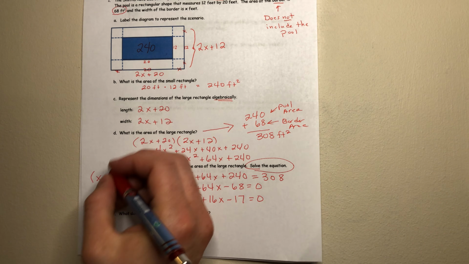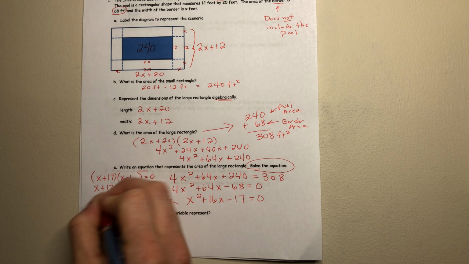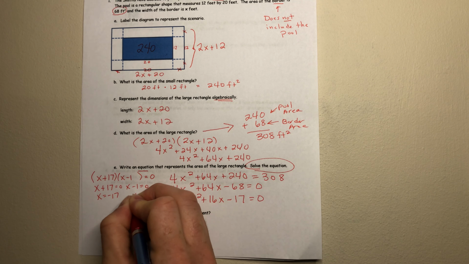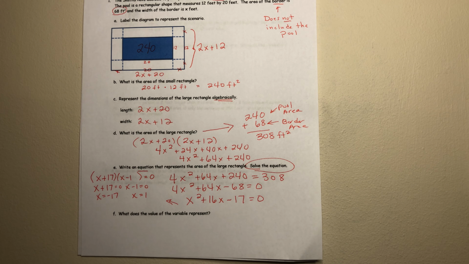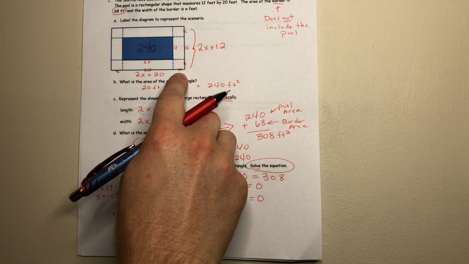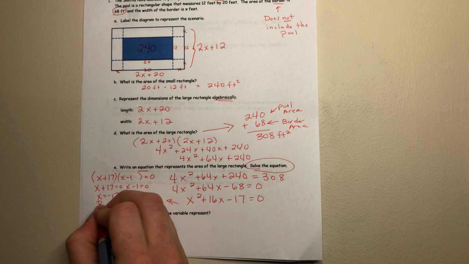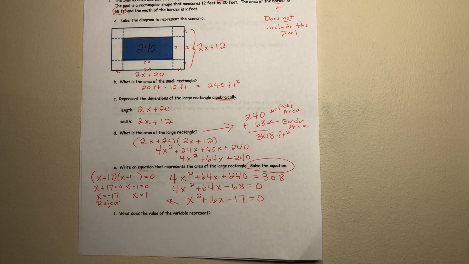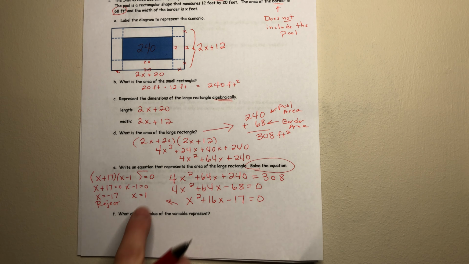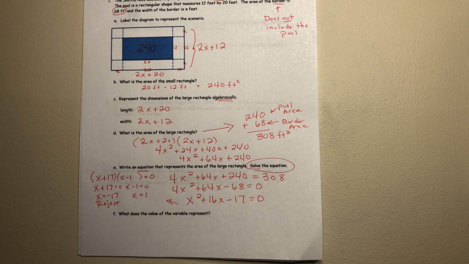All right. If I were to set both of these to 0, what's going to happen is I'm going to get x equals negative 17 and x equals 1. Negative 17 cannot be the value of x. Do you understand why? How could you have a length of negative 17? That does not make sense. We are going to reject this solution. But x could mathematically equal 1. So we are going to accept x is 1.